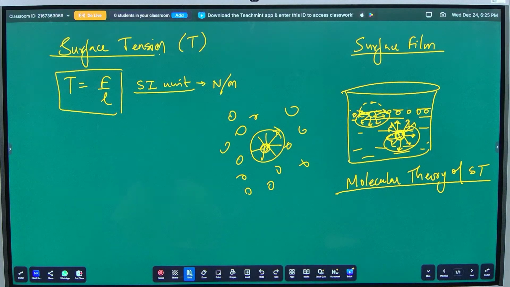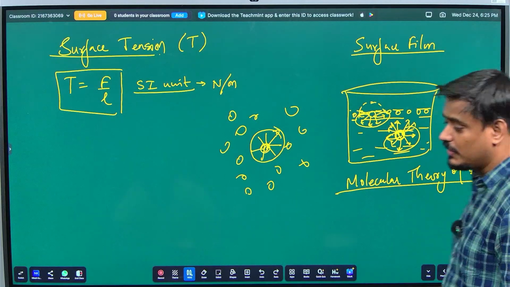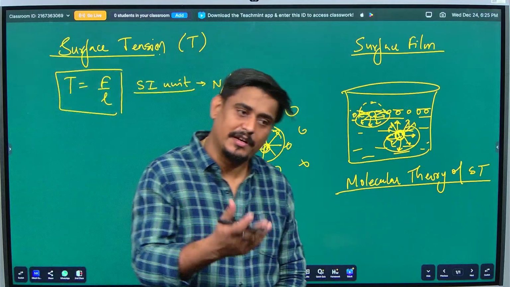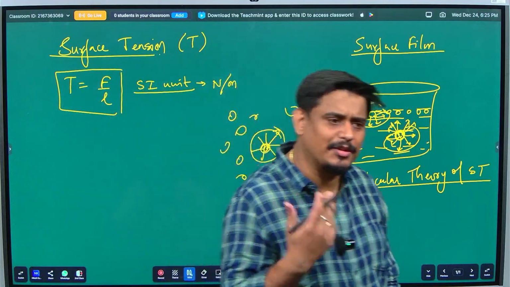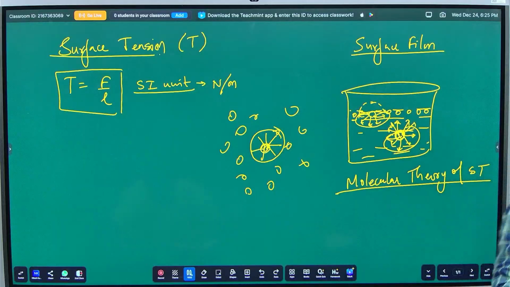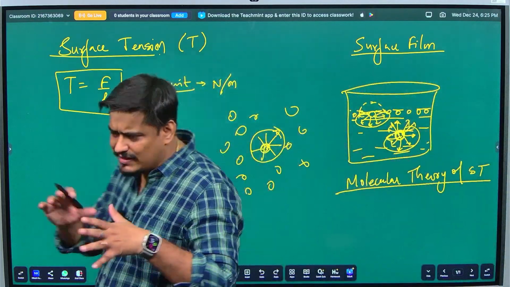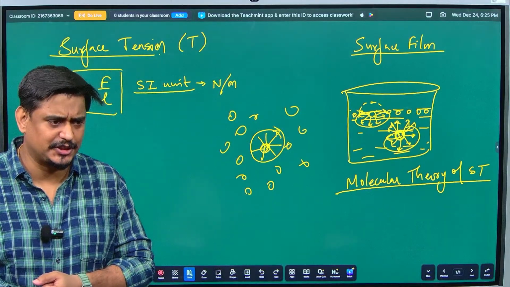So in the exam, if they ask what happens if there are two liquids at two different temperatures, whether they will have the same surface tension or different, it will be different. The liquid having higher temperature will have less surface tension, lower temperature will have more surface tension. So this concept is called surface tension.